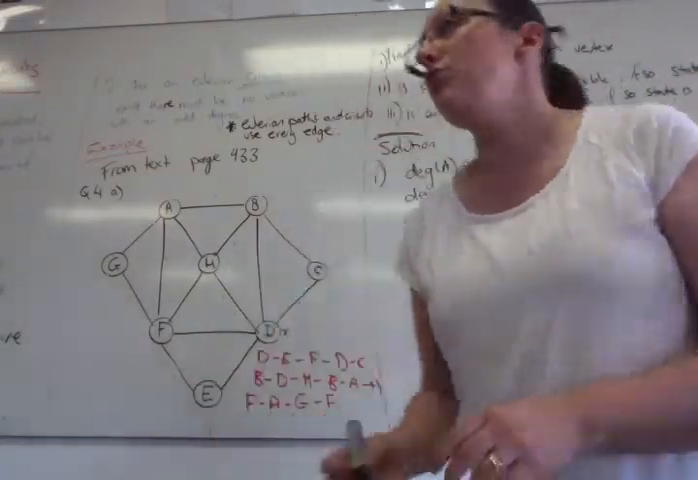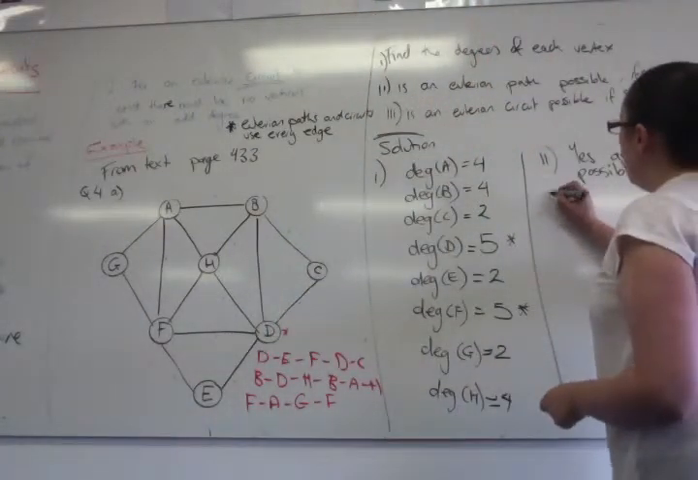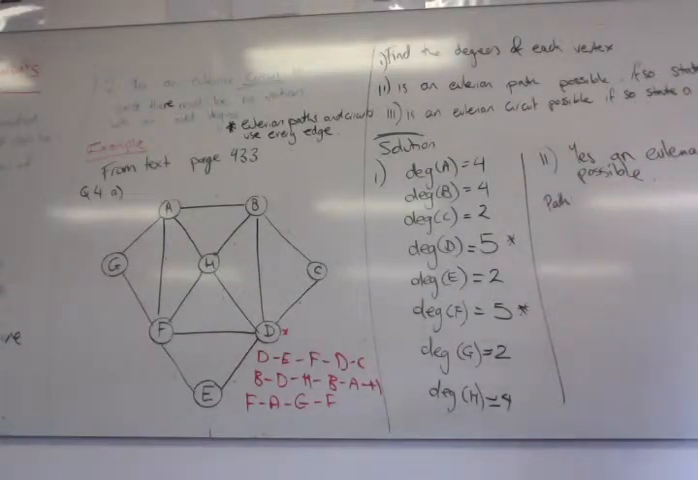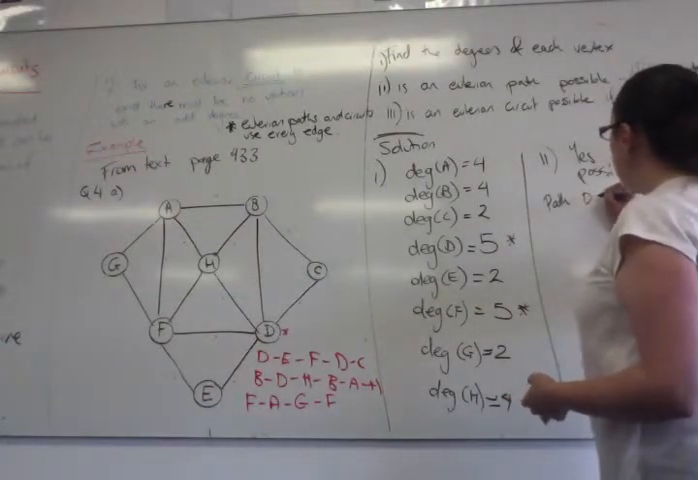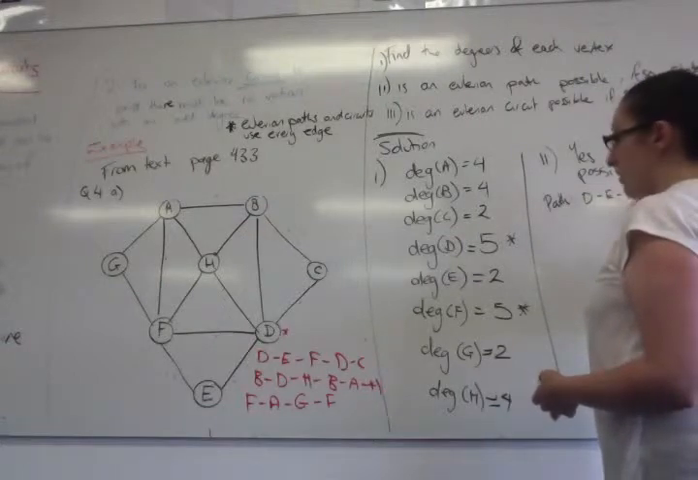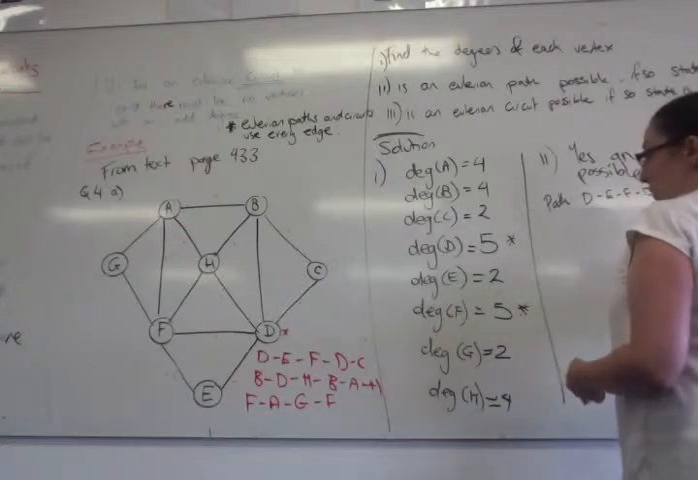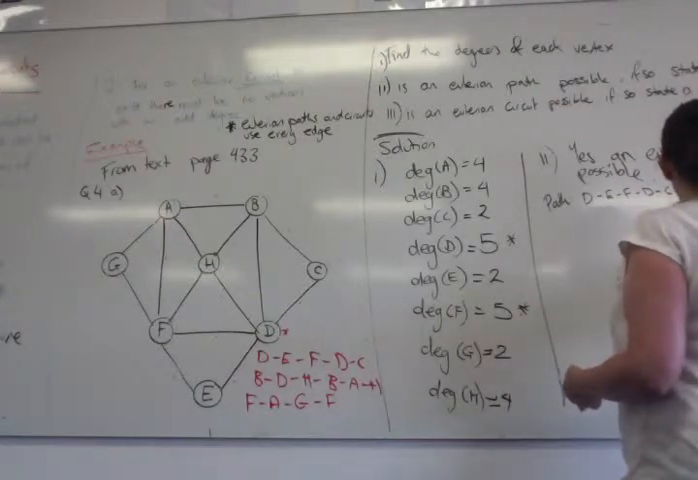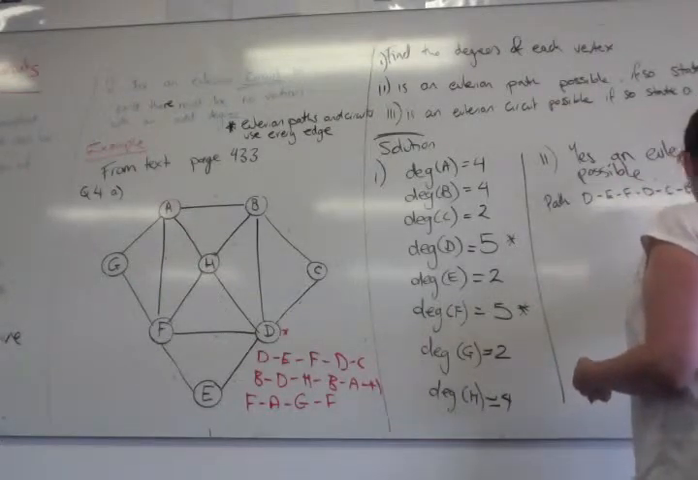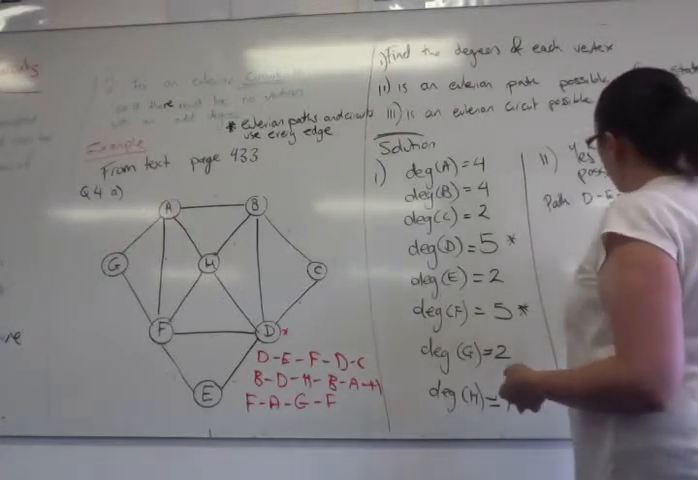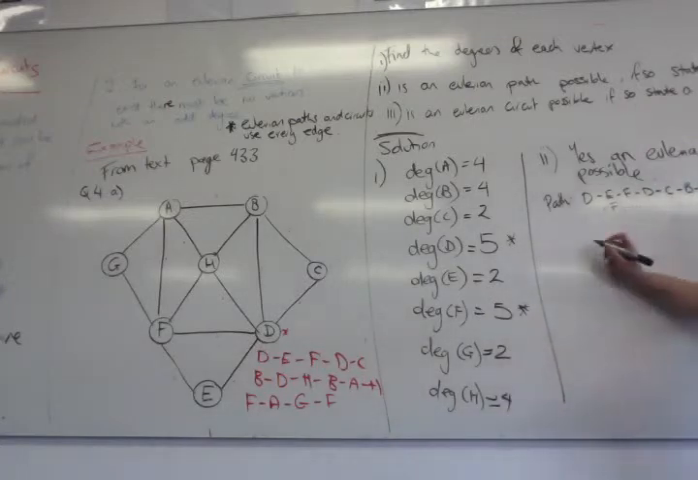So we should rewrite it in the correct spot as the answer. Now you may not all necessarily come out with the same path, and that's fine, as long as you use every edge once. So we've got D, E, F, D, C, B, D, H, B, A, H, F, A, G, F.